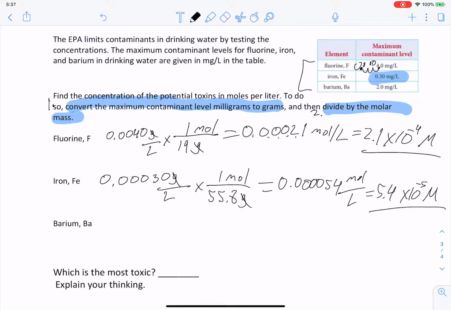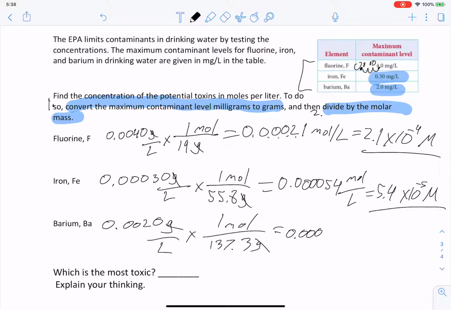Last one, barium. Again, just going to convert 2.0 into grams per liter. So that's going to be 0.020, lots of zeros, grams per liter, divided by the molar mass. And the molar mass for barium is 137.3 grams per mole. Those cancel out. And we're left with 0.000014, which we're going to rewrite as 1.4 times 10 to the negative 5 molarity.